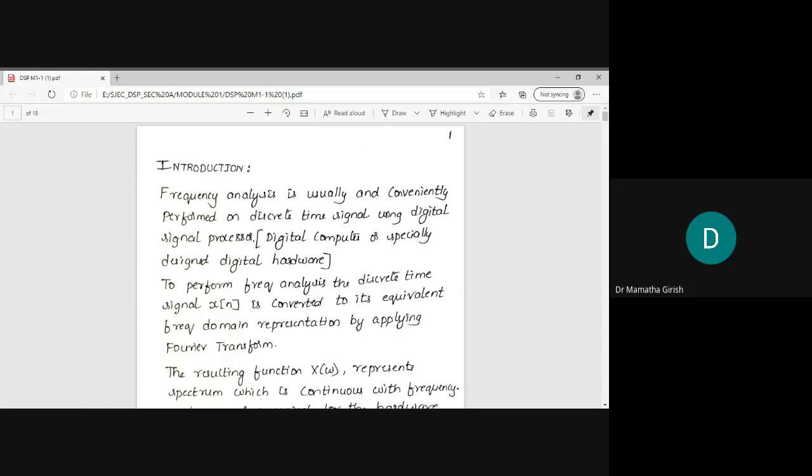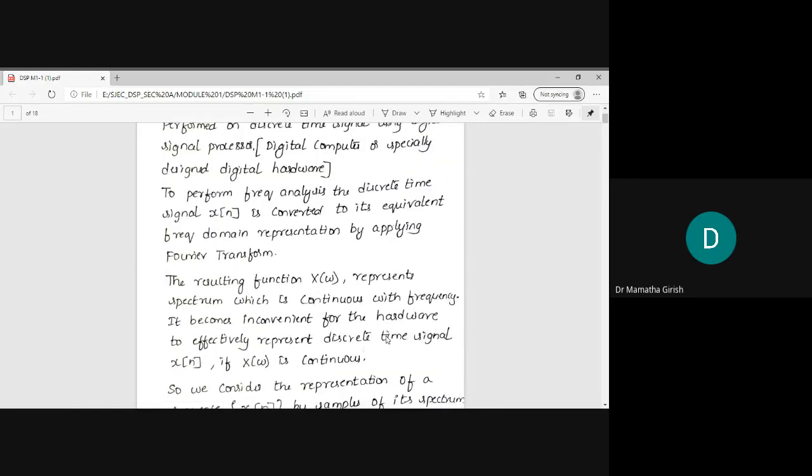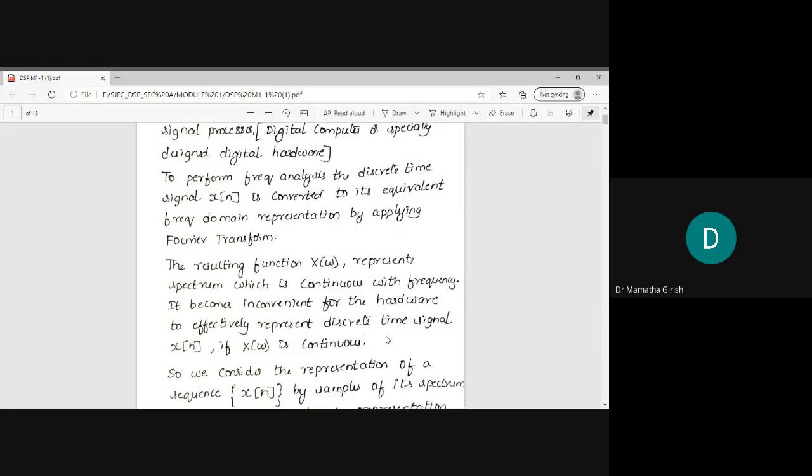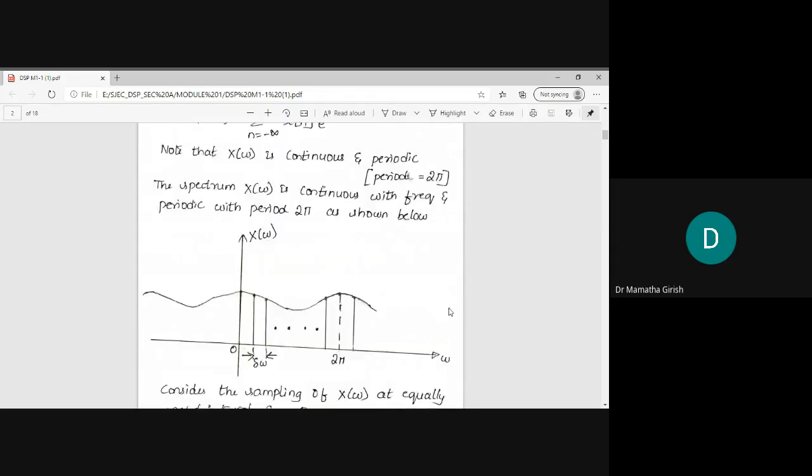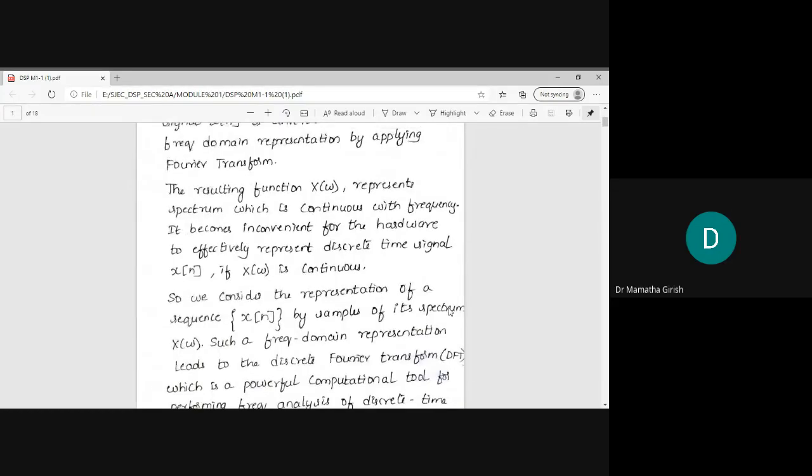By subjecting x of n to Fourier transformation, the resulting function we get is the frequency spectrum X of omega. But if you observe the spectrum X of omega, it is found to be continuous with respect to omega. As long as X of omega is continuous, it is not all that convenient for the hardware to effectively represent the given discrete time signal x of n.